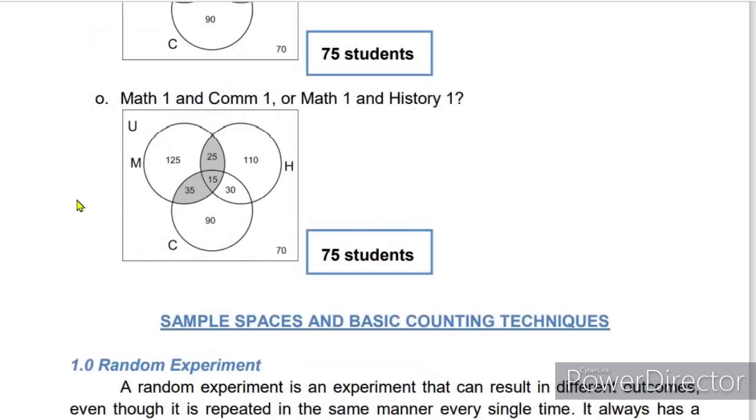Next, letter O, Math 1 and Communication 1, or Math 1 and History 1. So first, we will consider Math 1 and Communication 1. That's why we shaded their intersection. Next, the intersection of Math 1 and History 1. That's why we shaded their intersection. So we will just make a union of them. So it is the same, 75 students.